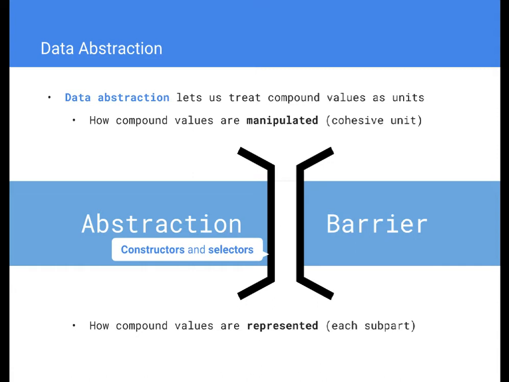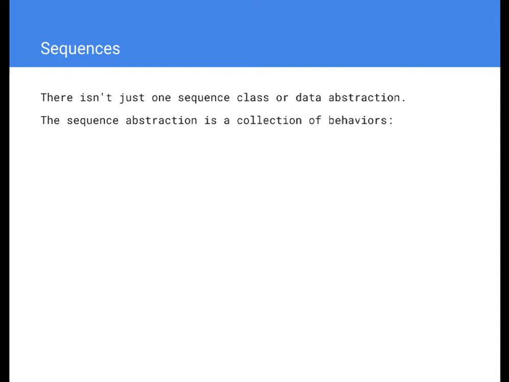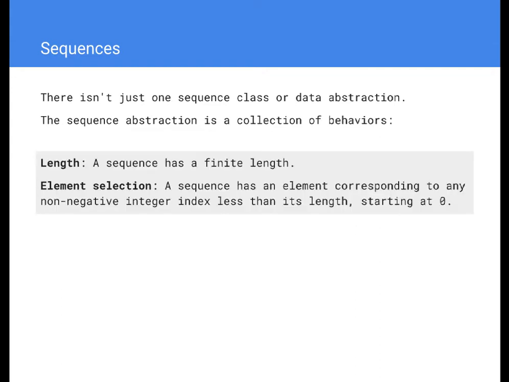All right. And to talk about sequences in particular, there isn't just one sequence class or data abstraction. I've been talking about lists this whole time, but that's only one implementation. So the sequence abstraction is a collection of behaviors. It tells us what we want to do rather than how we do it. And so the behaviors in particular, I've already kind of mentioned them. We have two that I want to focus on for today. We have length, which tells us maybe how long that sequence is. And we also have element selection, which lets us say, I want to get this item here at index, for example, 2.